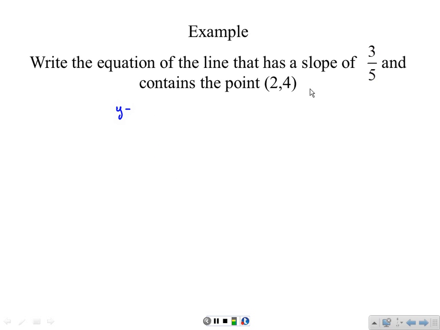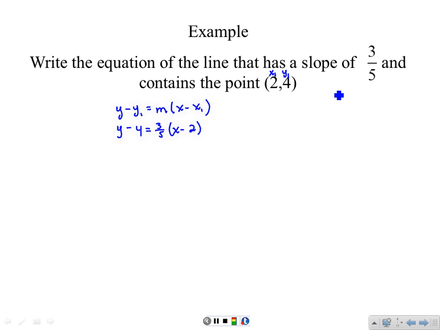So we have y minus y1 is equal to m times x minus x1. So the y is the y. Here is your x1, y1. Anytime you write a linear equation, you need x and y in your answer. So here's the y that's going to be in your answer, and here's the x that's going to be in your answer. Now, the y and the x that has the subscript, that's actually your point. So you have y minus y1, which is going to be 4, is equal to our slope, which is 3/5, times x minus x1, which is 2.